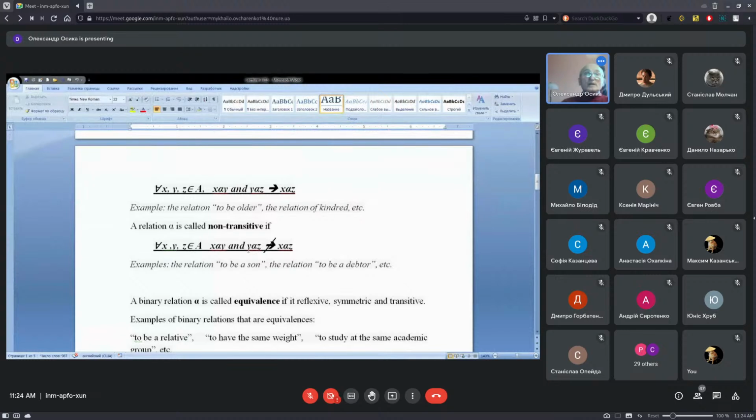For example, to be a son, then here it is in normal situation. X and Z, X is the grandson of Z, grandfather. Yes, but not just son.